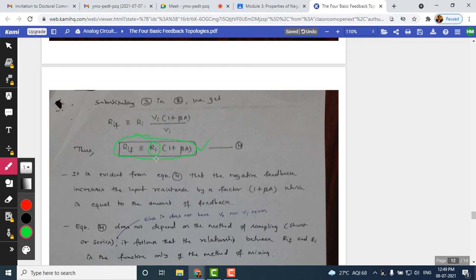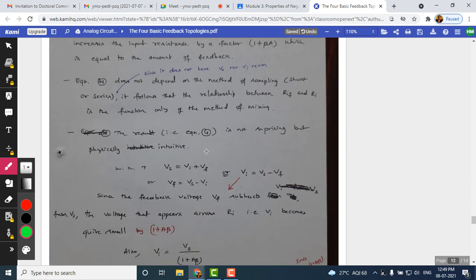Most of the times for the GATE examination they will ask you this. They will give you the A value, beta value, RI value and ask you to calculate input impedance with feedback. As I told in the last class itself, students will forget these formulas when they go for pre-final, when they take up the GATE examination, and they may not be in a position to calculate this. Any questions about this?